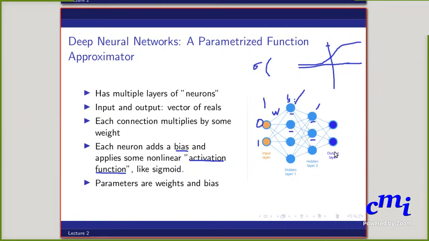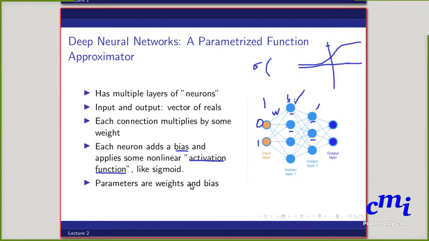And then finally, of course, in the output layer, we are going to take these edges, multiply them by whatever values are on the edge, add whatever the biases are, and that basically gives us the output value at the output layer, right? So this is basically what a neural network is in terms of structure and what it does as a function. So why do I say that this is a parameterized function approximator?